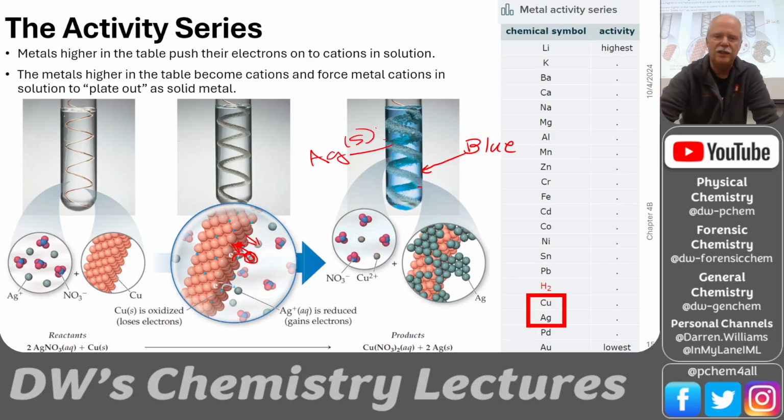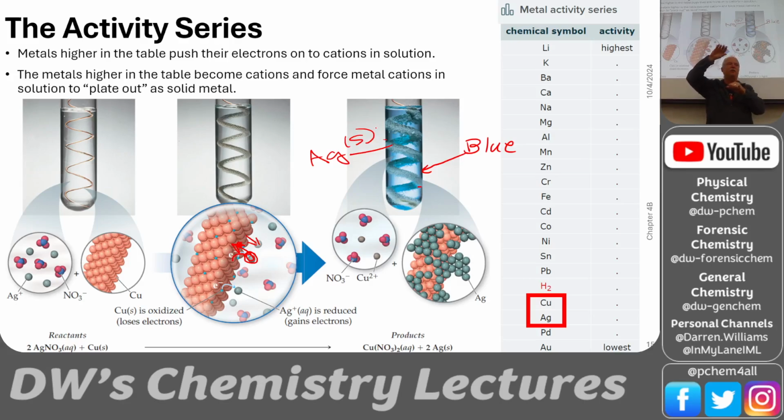Now, how would we predict this? We look at the activity series, and we see that copper is above silver. What this means is copper would rather be a cation than silver. So you put those two situations together. If you have silver solid and copper in solution as a cation, nothing happens. If you have a copper solid and silver in solution, that's upside down.